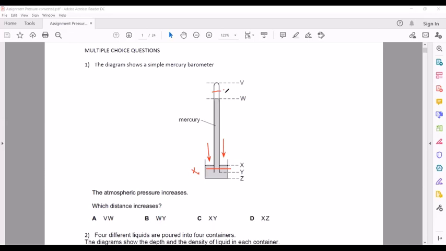Now, which distance is increasing? Between V and W, you can see the distance is decreasing, so that cannot be the answer. W and Y: Y is fixed and W is rising, so that is increasing. X and Y: X is going down, so it is decreasing. X and Z: X is going down, so that is also decreasing. So A is the right answer.